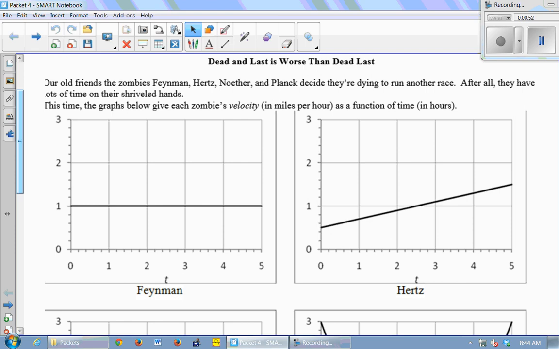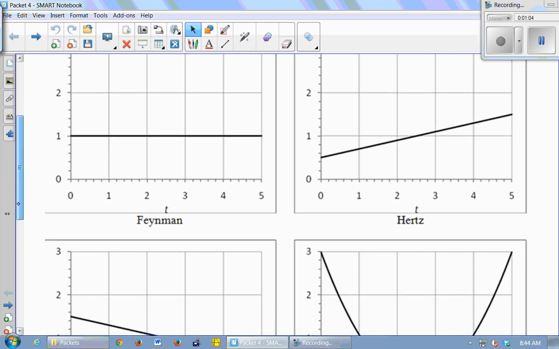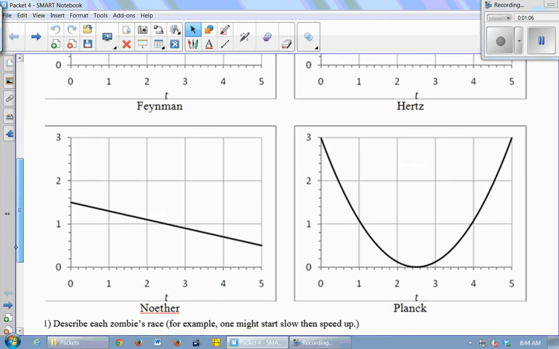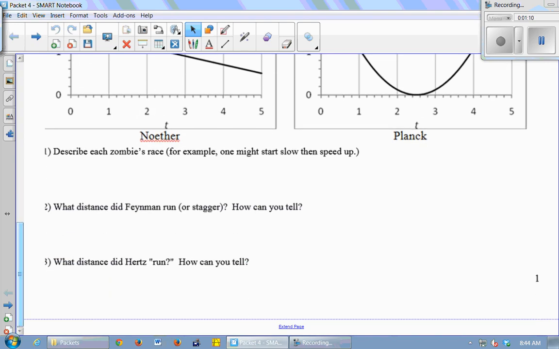It's a derivative, yeah. Velocity is the derivative of distance. So keep that in the back of your mind. These are velocity graphs, telling you how fast each zombie was running, what their speed was at any moment in time during this race. So I want you to study the graphs, discuss with each other, and answer these questions about the zombie race. All right, let's discuss these first three together.